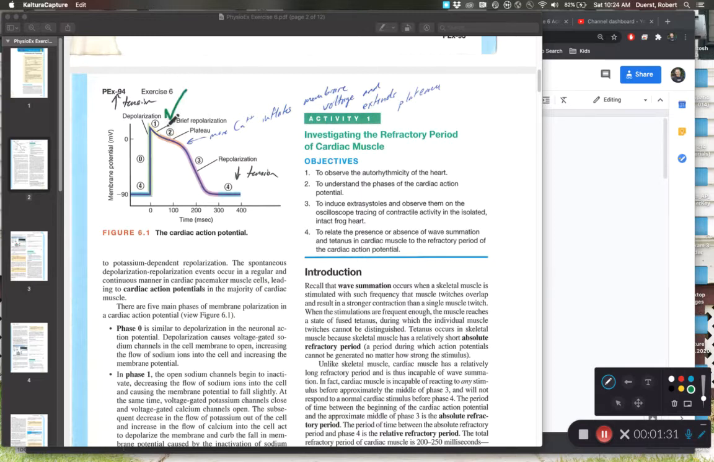they have a big plateau phase to the cap graph. And that means that cardiomyocytes have a very long absolute refractory period. And the relative refractory period of a cardiomyocyte is also relatively long. I know I said relative twice there.